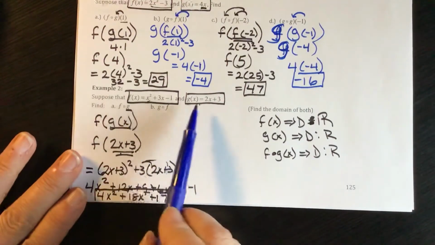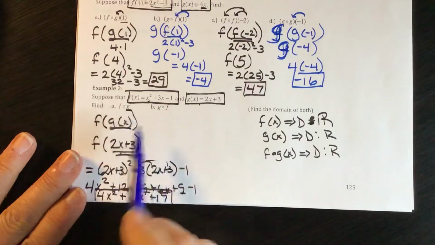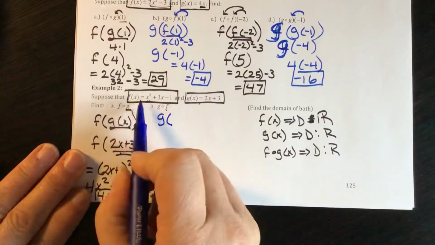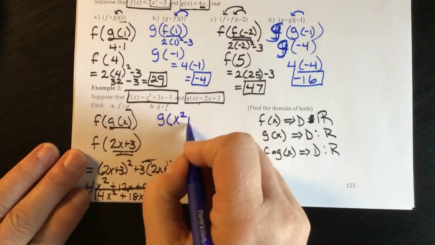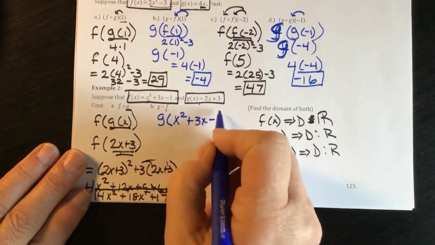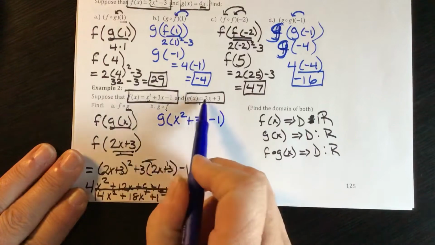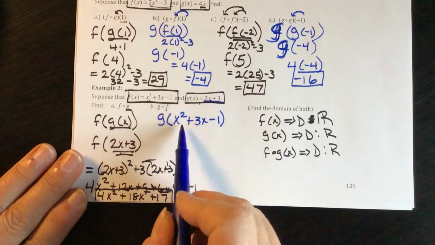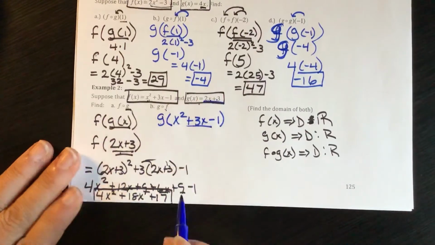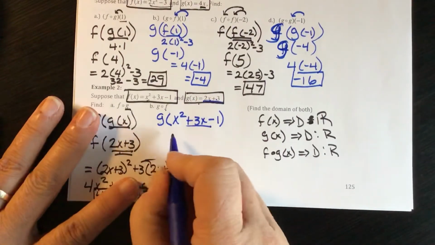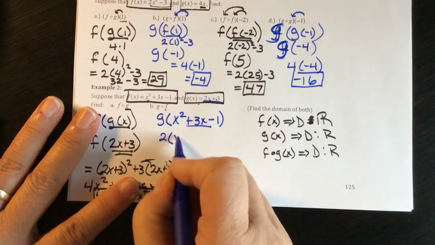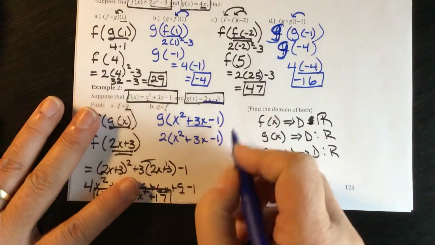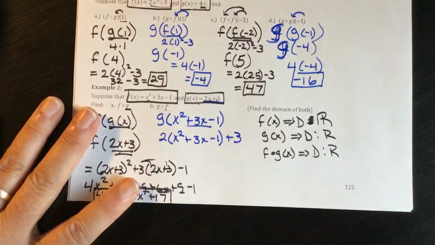Now I'm going the other way. I'm going to take the f function, which is x squared plus 3x minus 1, and plug it into the g function. So I'm going to have 2 times whatever x is, and then plus 3. This gives me 2 times x squared plus 3x minus 1, and then add 3 at the end.